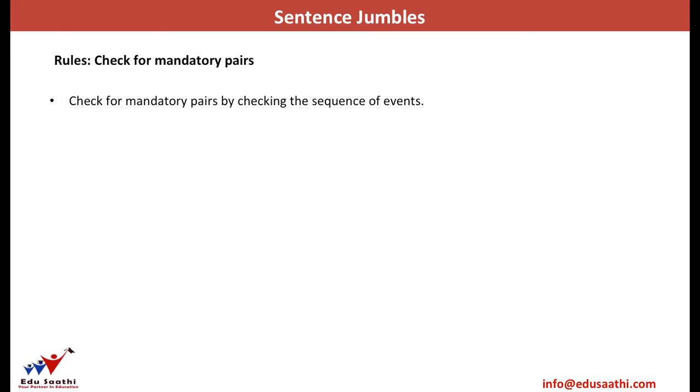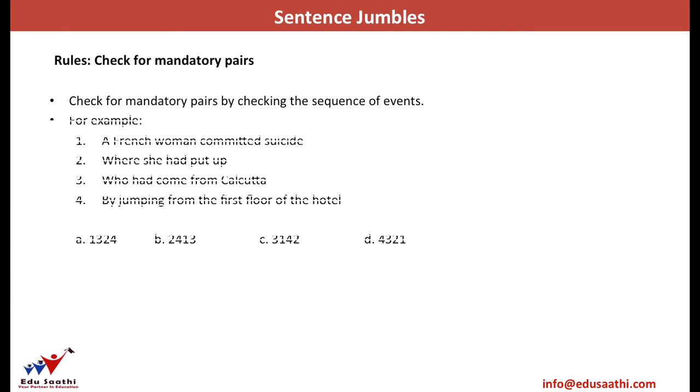Now, how do we interpret the structure of the sentence? By checking the sequence of events, what might have happened first and what might have happened next. For example, in this sentence, if this is a question, how do I judge what is the correct sequence? Now, I try and make the mandatory pairs.